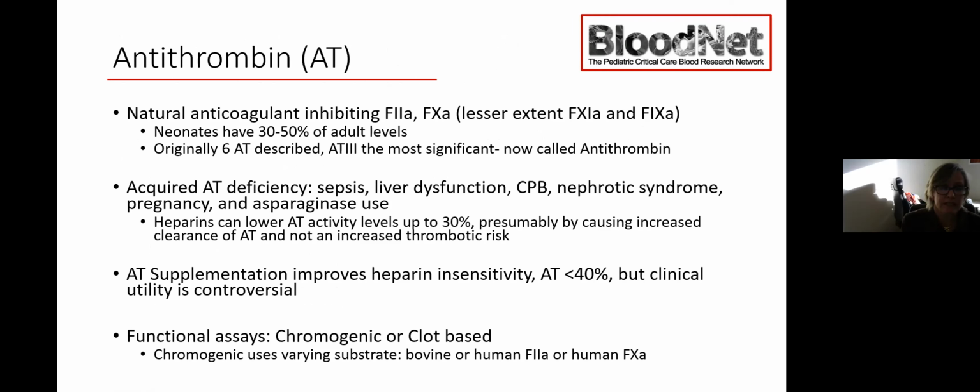Originally, there were 6 antithrombins, AT1, AT2, AT3. AT3 is by far the most significant, and pretty much now it's just called antithrombin, though in the cardiovascular literature, you'll still see AT3, but they're the same. You can acquire an AT deficiency from sepsis, liver dysfunction, cardiopulmonary bypass, nephrotic syndrome, pregnancy, and asparaginase use. So a lot of these are common in the ICU.